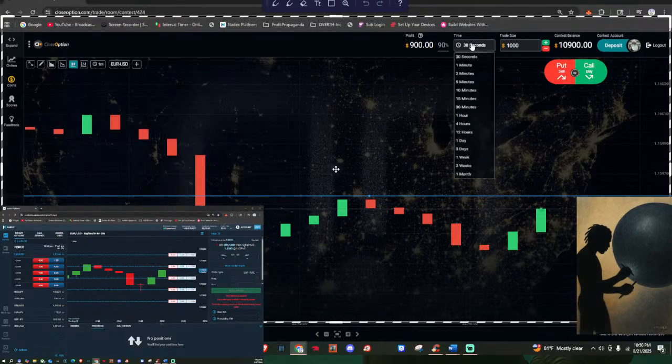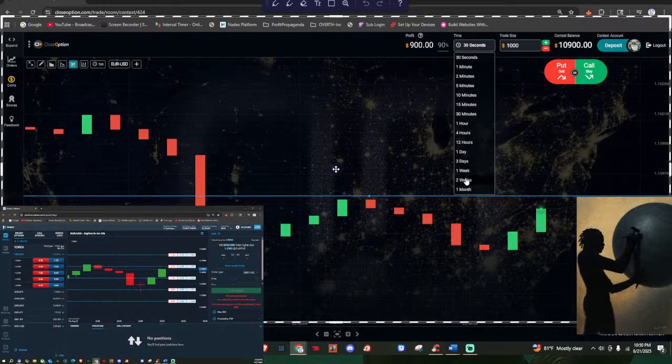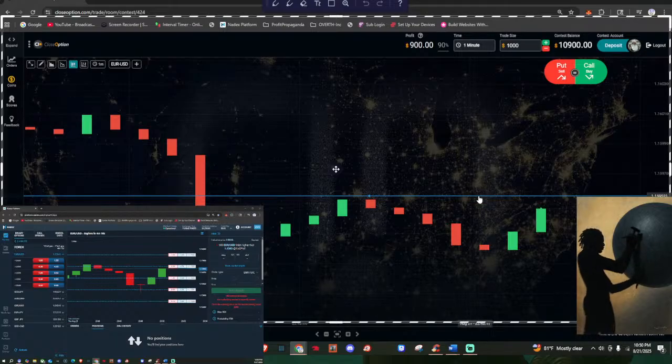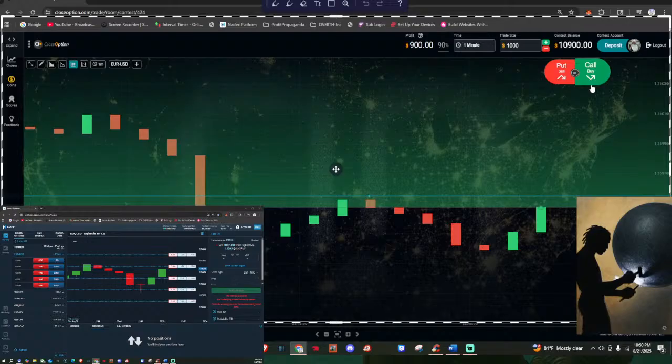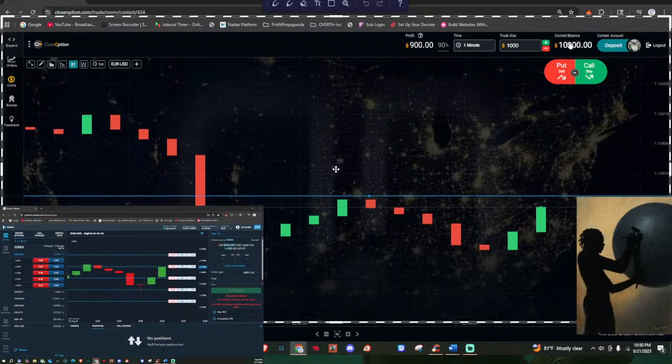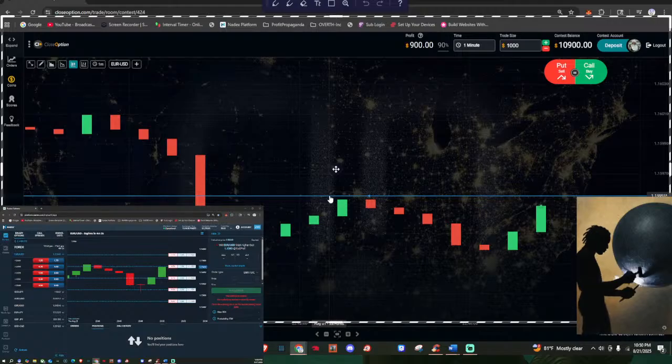And then right here I can determine how long I want my trades to last. So I'm using 30 seconds for this, but I can change it to 1 minute, 2 minutes, etc. And I'm using a contest balance, so this isn't my real balance, although I might switch to the real account.